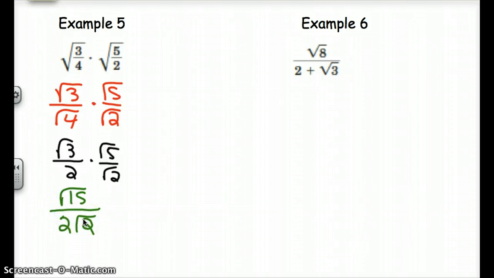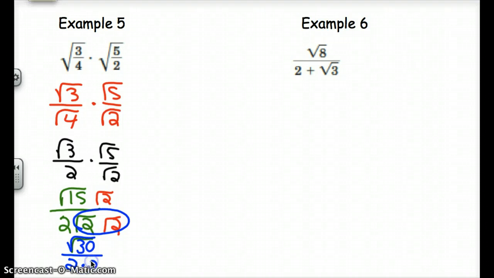Now I'm back where I was on that last problem, where I cannot have a radical on the bottom. That's improper mathematics. So to get rid of the root 2, I'm going to multiply by itself, root 2 times root 2. That gets me root 30 on the top, and then 2 times root 2 times root 2, which is root 4, which is another 2. So now I have root 30 over 4. Again, you cannot have radicals on the bottom, so you multiply by itself to get rid of it.